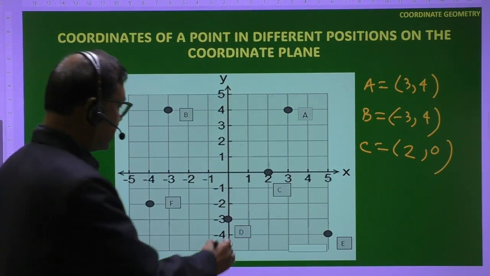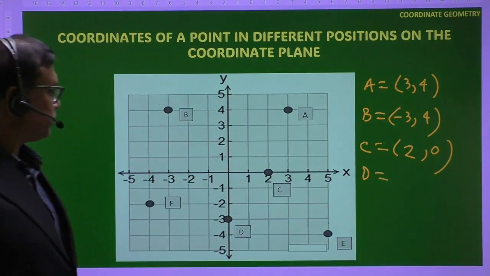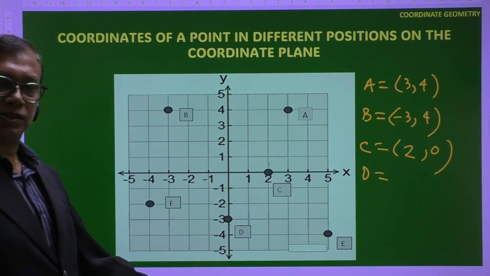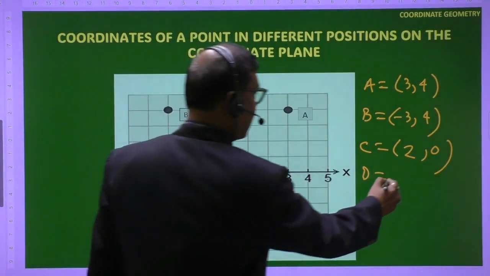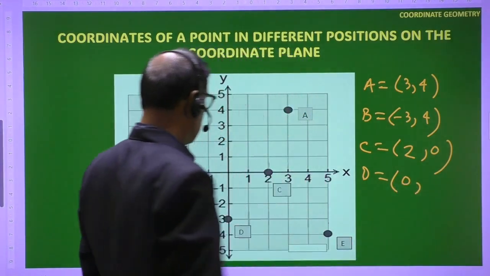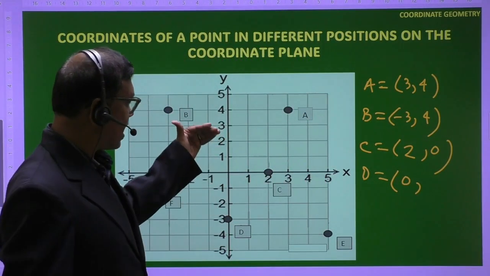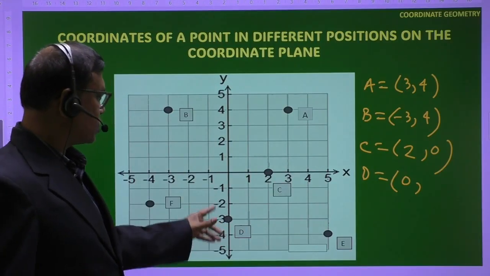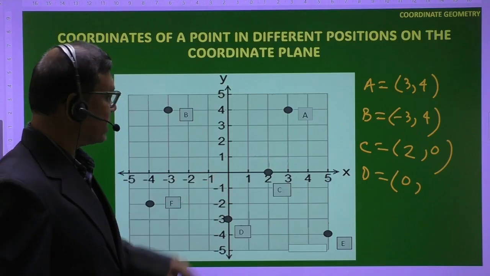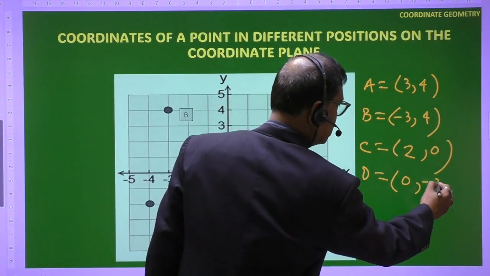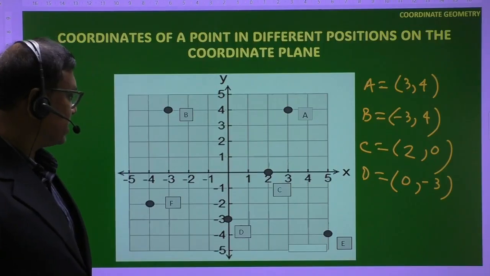Now come to the point D. D point is here. It is on the y-axis. So since it is on the y-axis, its abscissa part will be 0. Now the y value, since it is below the x-axis, y should be negative. A negative value here 1, 2, 3, that is minus 3. So 0, minus 3 is the coordinates of D point. Is it clear?